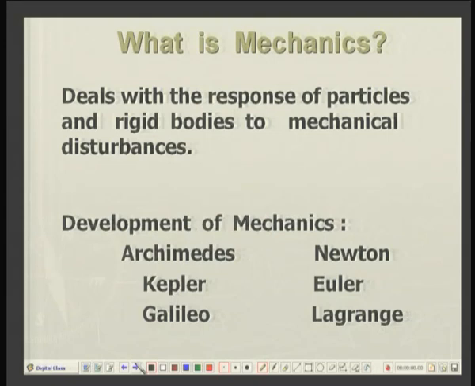That was about 250 before Christ, and the development was very slow after that till about the Middle Ages, that is the 15th or 16th century, when astronomers like Kepler studied the motion of heavenly bodies, planets, etc. This was followed by the work of Galileo, who investigated the motion of falling bodies and had some important ideas about how various types of bodies fall from different heights and what time they take, and why it looks different for a feather-like body and a solid body like a brick.